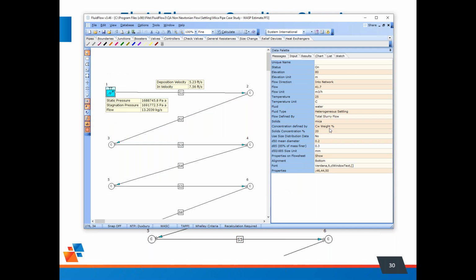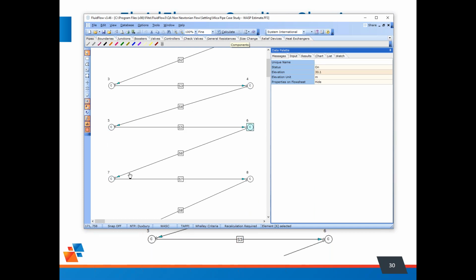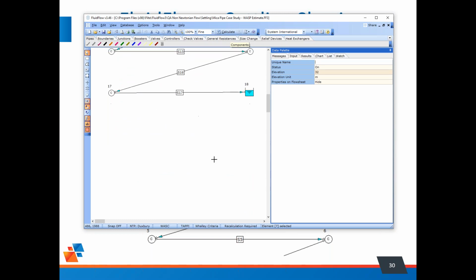solid properties to be considered in the mixture. So we are bringing into the network this amount of flow rate, 41.7 cubic meters per hour. And there are a number of elevation changes here between these nodes. If I scroll down, and then eventually an outlet here.